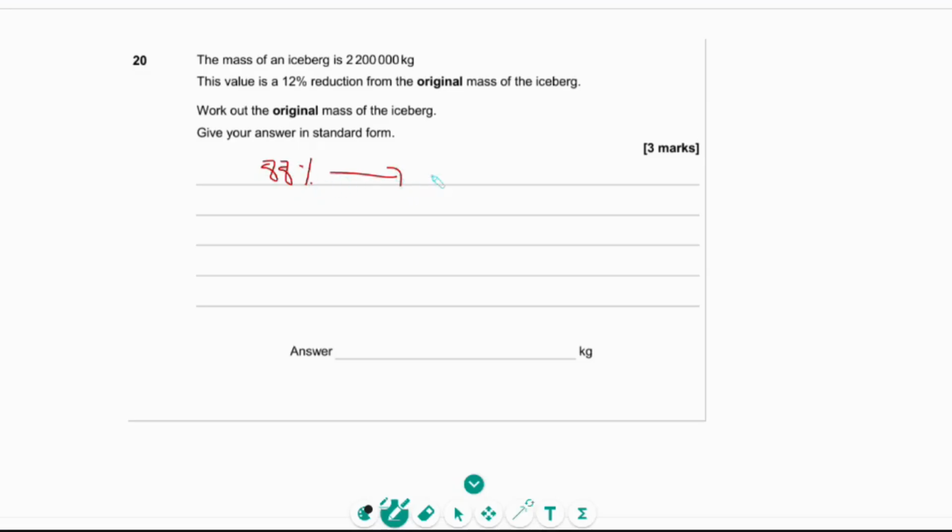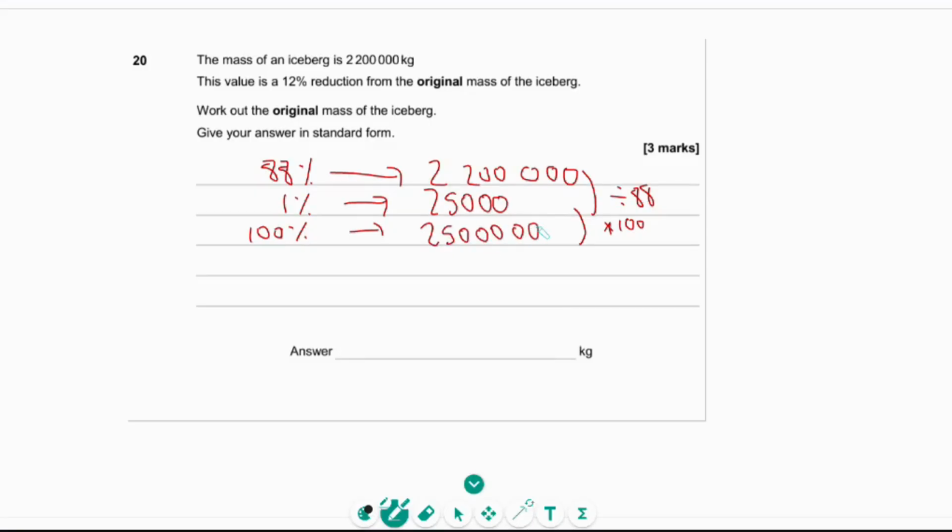So this 2,200,000 represents 88%. So I want to know what 100% is. I'm going to get 1% first and then 100%. How do I get 1%? I need to divide this by 88, which is 25,000. And then to get 100%, I need to multiply it by 100, which is 2,500,000.